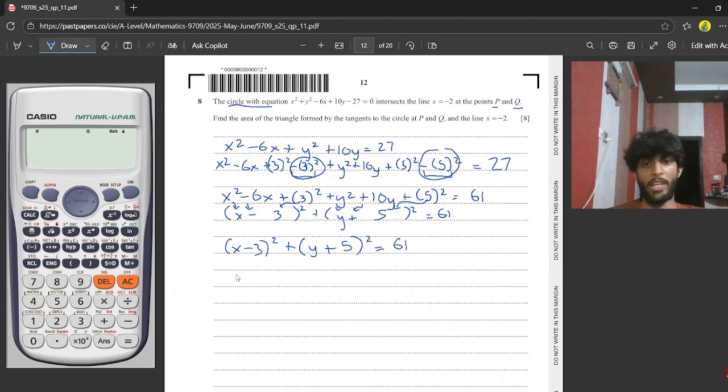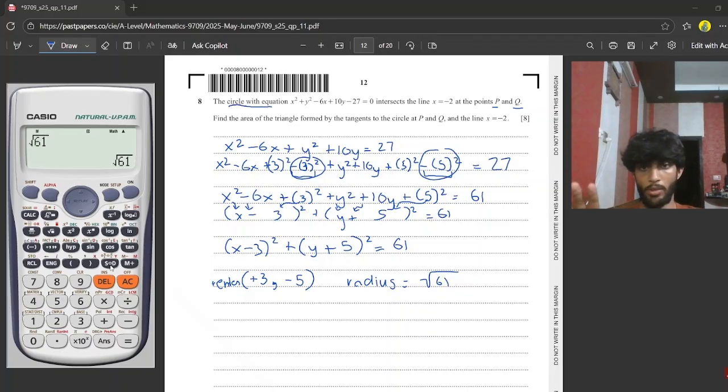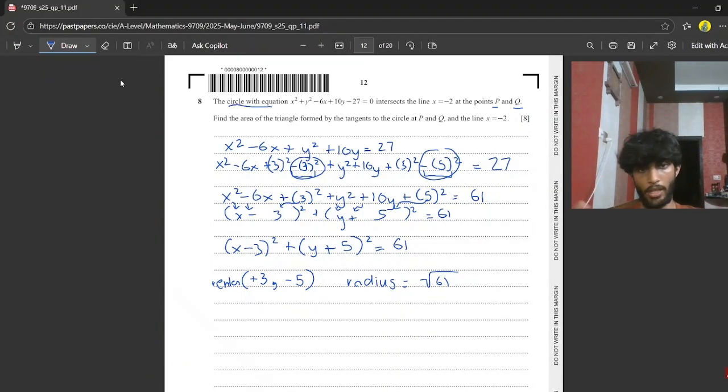Now my center is going to be positive 3, and the y value is going to be negative 5. And so this is the center, right? This is the center. And then the radius is just going to be the square root of 61. So the radius is going to be somewhere around 7.8 units long. Okay, that's fair. I can sort of understand that.